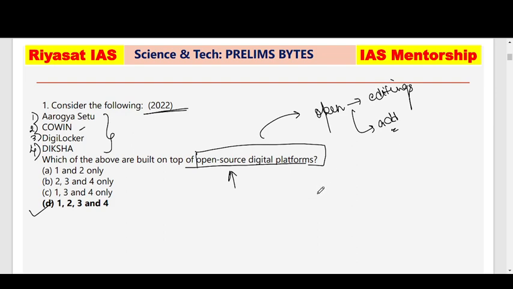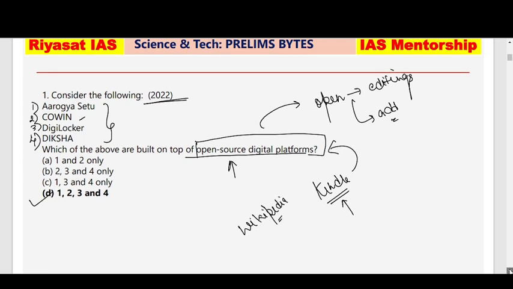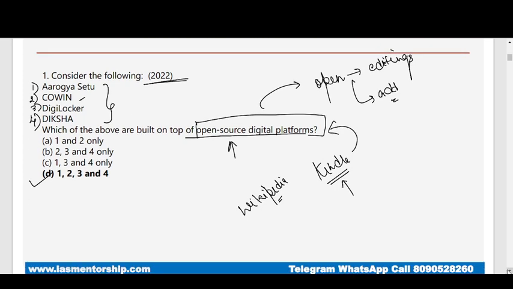For example, you have heard of Kindle, right? Is Kindle an open source digital platform? Yes, because it allows you to add your books. On the other hand, Wikipedia is also an open source digital platform because it allows us to add information. Clear? So this was everything about your first question.